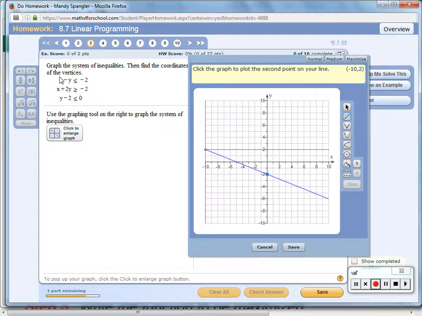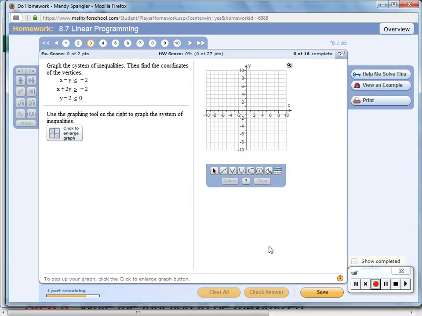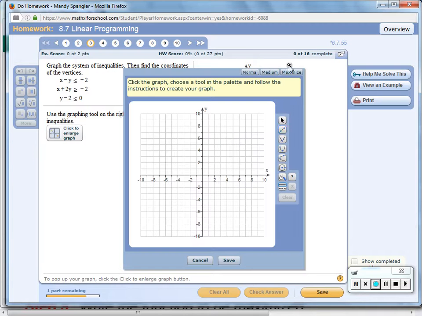Oh, I totally did that wrong, huh? So the x-intercept we said was 2, y-intercept was, now I did it wrong again.